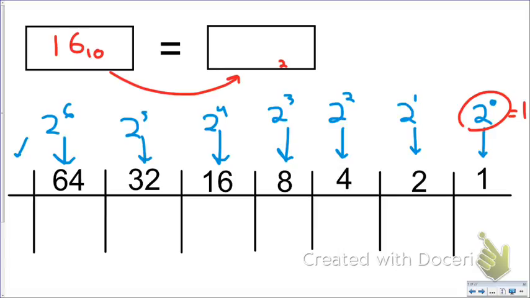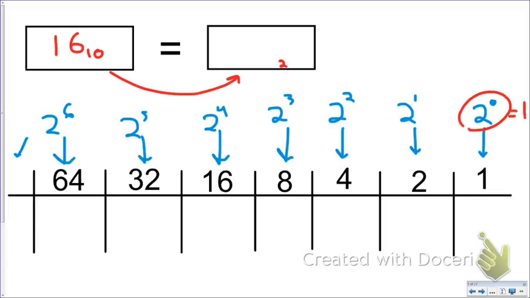So let's look at 16. I think this one's actually going to be quite easy for you. You might want to pause it now and just take a look, see if you can convert 16 items in the base 10 system into the binary system, base 2. Hopefully you were able to solve this.